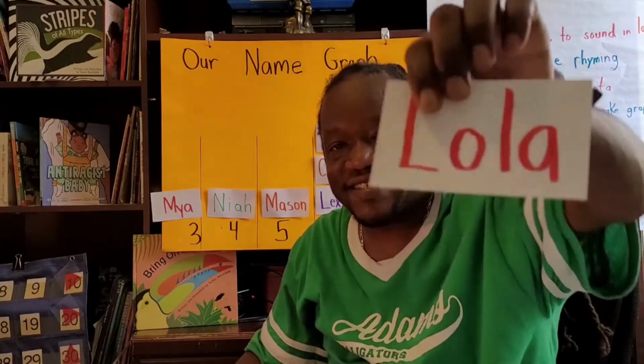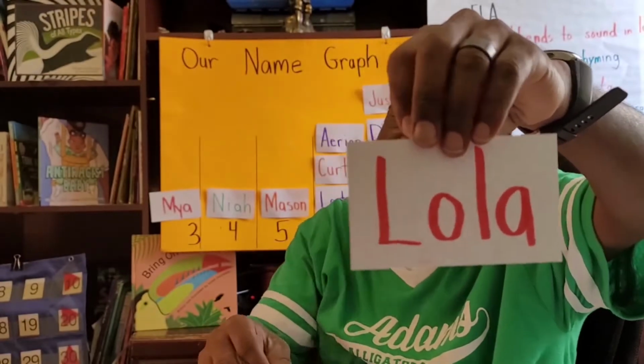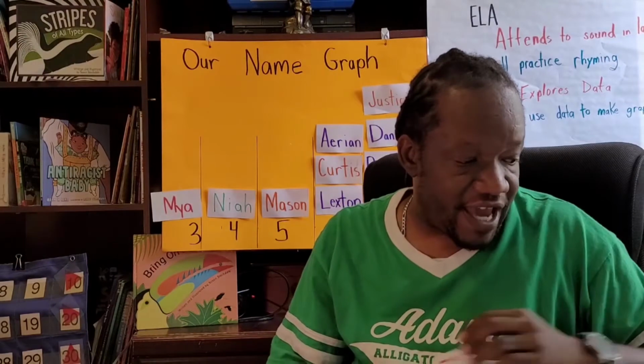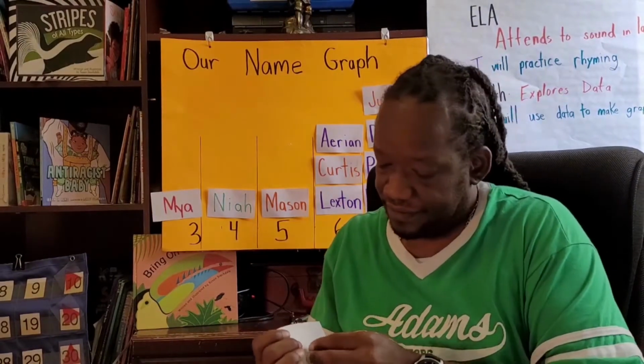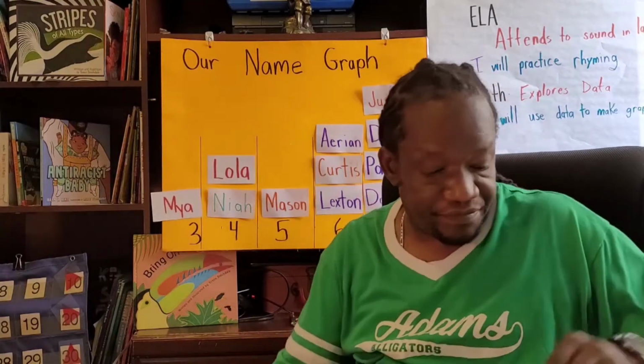Whose name is this? Yes, that's right. That's Lola's. Let's count her letters. 1, 2, 3, 4. She has 4 letters in her name.